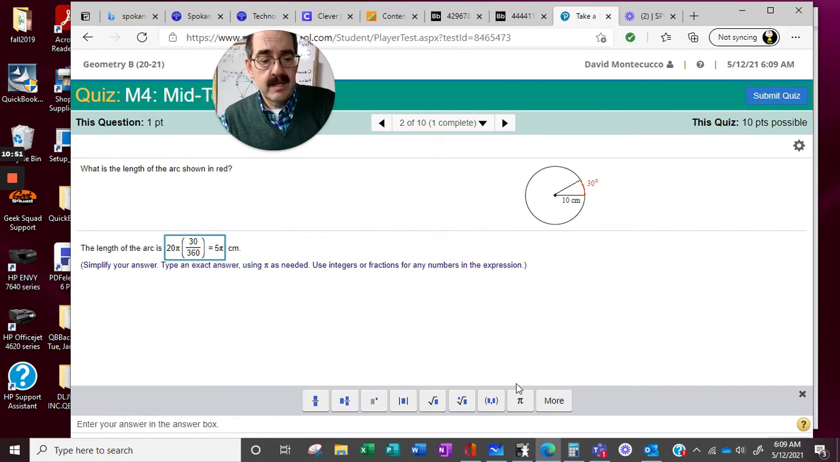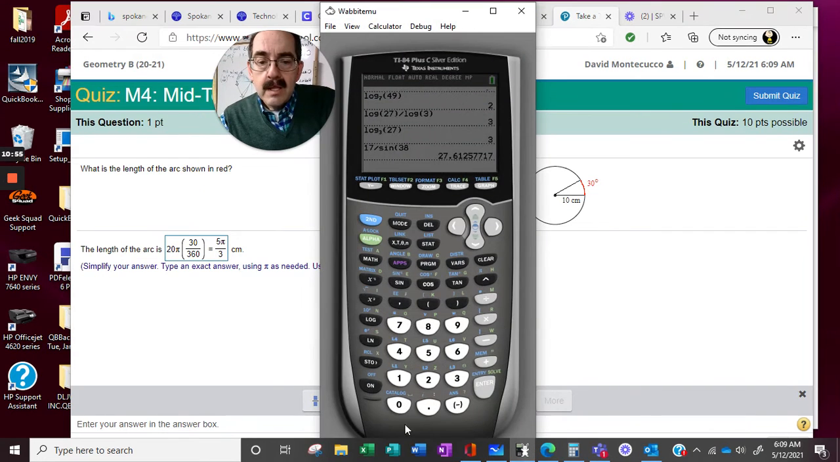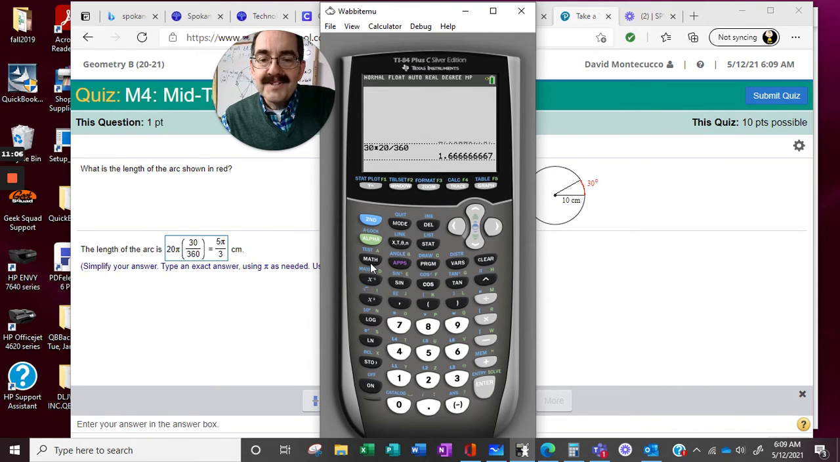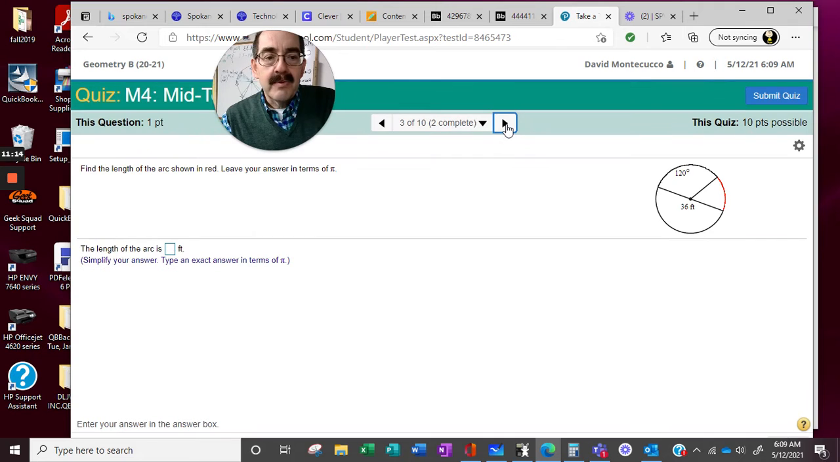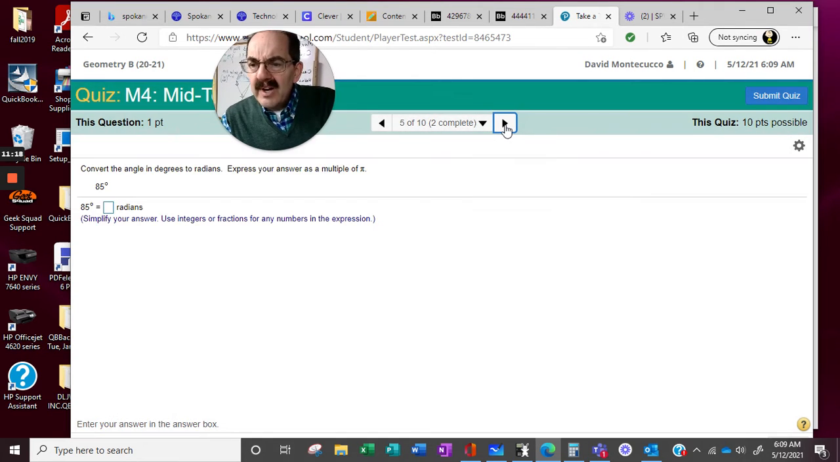5 pi over 3, I wonder if that works, 30 times 20, divide by 360, it does convert to a fraction. Alright, I did it. Okay, and let's just do one more. Yeah, we can do one more. Okay, so arc length. Let's do a sector area here.